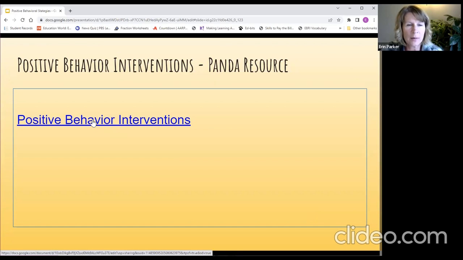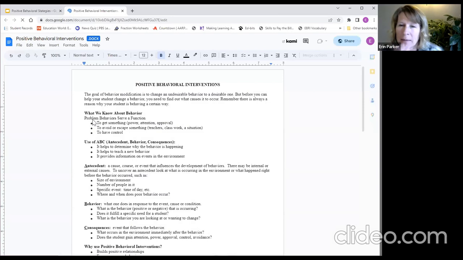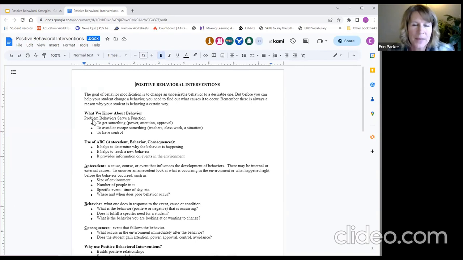So this is the positive behavior modification intervention resource that Panda has. It's a handout. We're going to put this in the chat so that you can have access to it. And it's just really helpful.